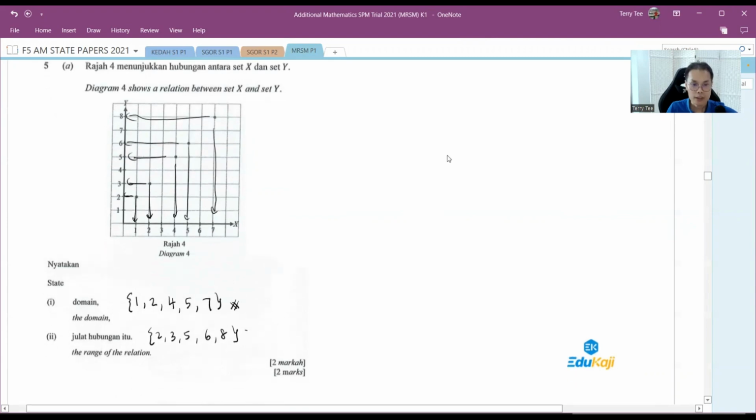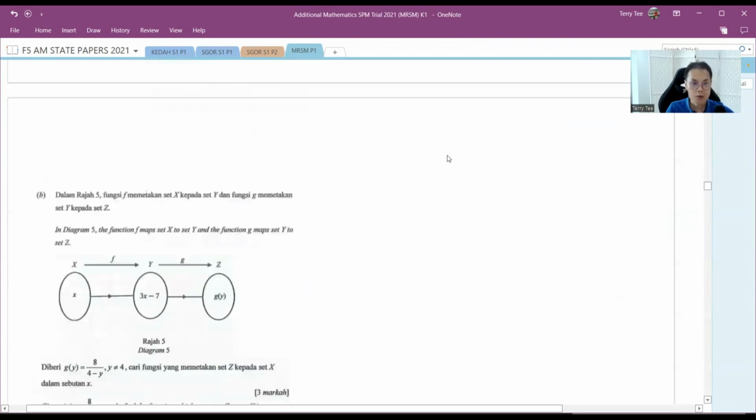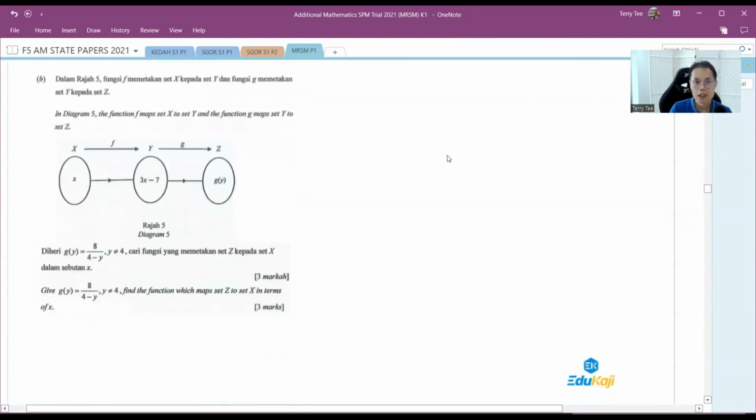Moving on to second part. Very simple. Here we have a function that maps x onto y and y onto z. You're given function f here and function g. So g(y) is given, and this is your f(x). f(x) is given. So your f(x) in this case is 3x minus 7.